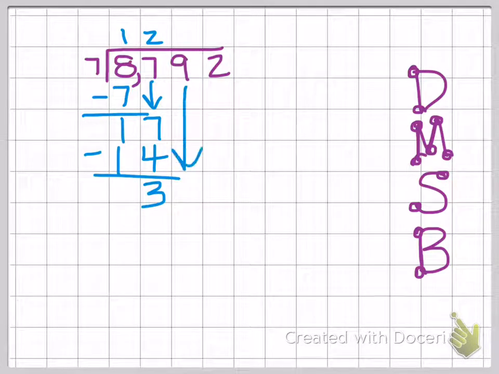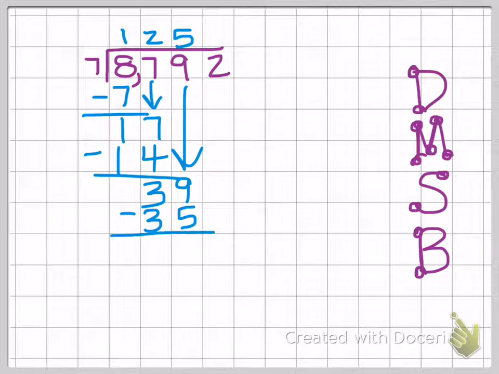And we bring down the next digit, 39. Now we're trying to figure out how many 7's go into 39. If I think about my facts, I know that 7 times 5 is 35, and 7 times 6 is 42. 42 is too much, so I'm going to go with the 5, so I don't go over. Now I multiply. 5 times 7. 5 times 7 is 35. Next I subtract. 39 minus 35 is 4.